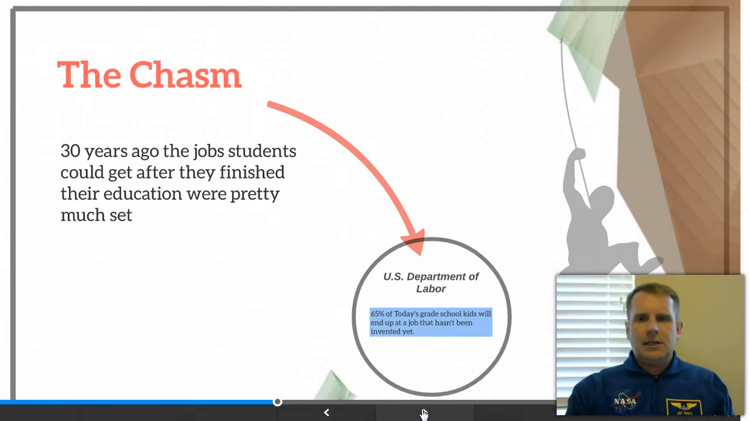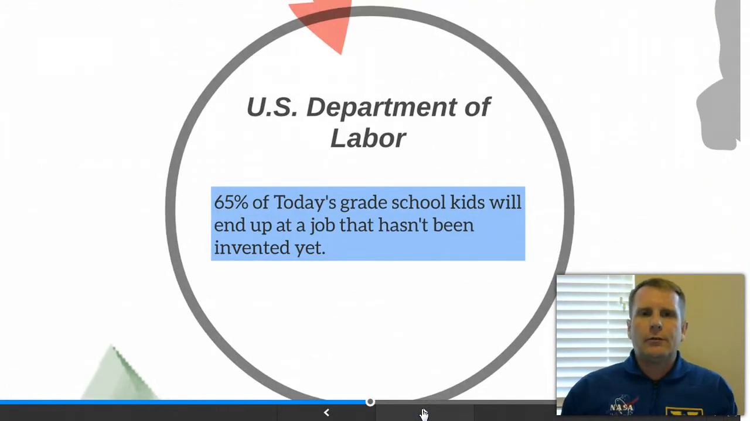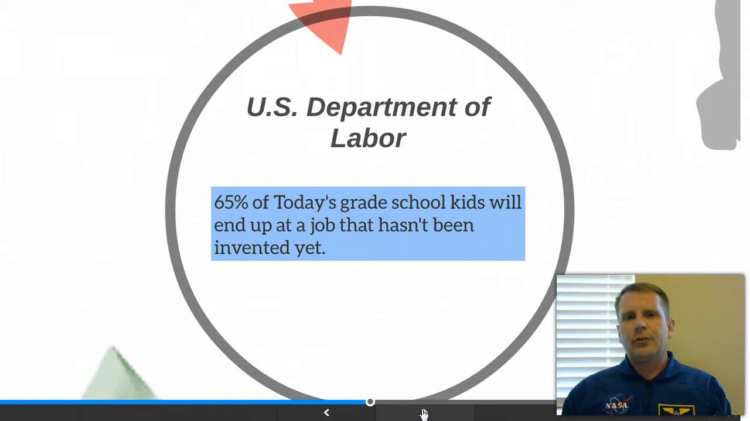But interesting thing, a recent study done by the U.S. Department of Labor says that 65% of today's grade school kids will end up at a job that hasn't been invented yet. So the old method worked great. We knew what kind of jobs were out there for our kids. Today, we have no clue what kind of jobs our kids are going to have. What do those jobs look like?